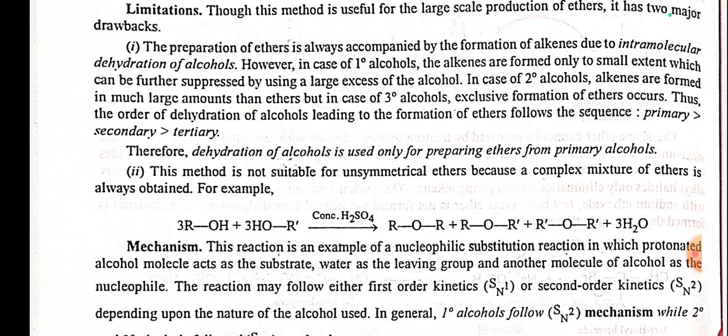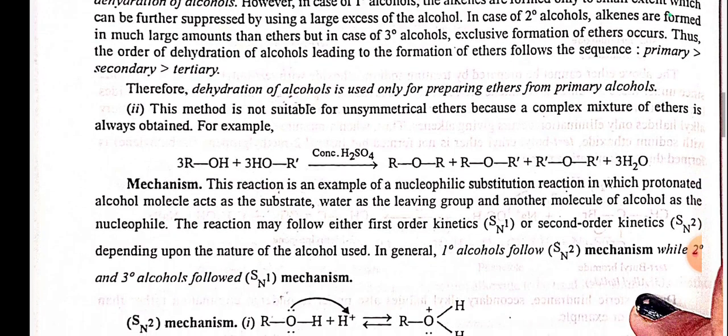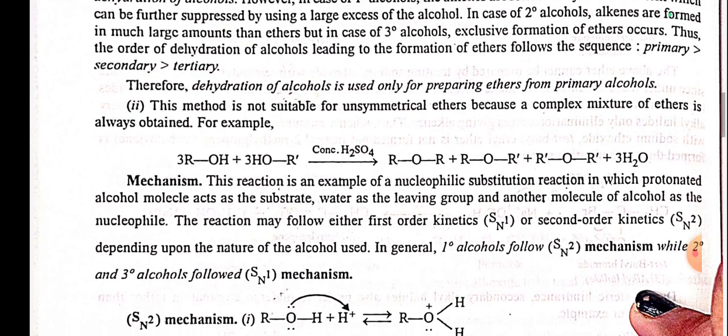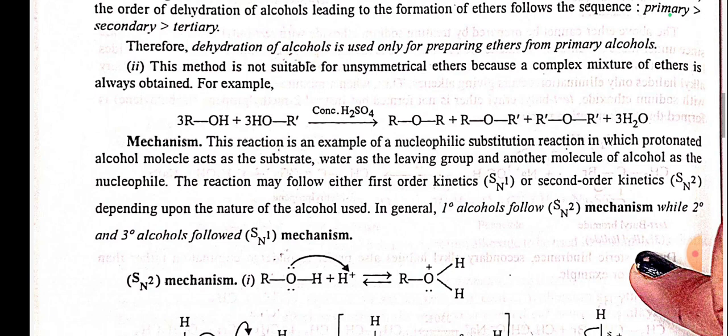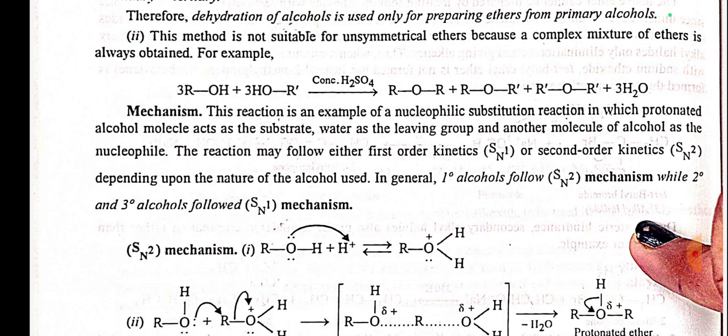In case of secondary alcohol, alkenes are formed in much larger amount than ether, but in case of tertiary alcohol, exclusive formation of alkene occurs. Thus, the order of dehydration of alcohol leading to the formation of ether follows the sequence primary, secondary, tertiary. Therefore, dehydration of alcohol is used only for preparing ethers from primary alcohol. This method is not suitable for unsymmetrical ether because a complex mixture of ethers is always obtained. 3 ROH plus 3 HOR', concentrated H2SO4 gives ROR plus ROR' plus R'OR' plus 3H2O.